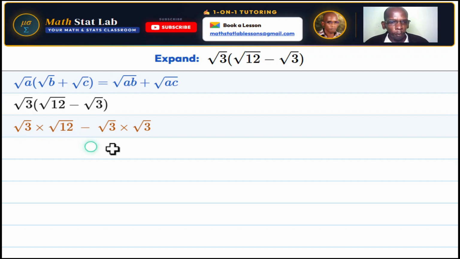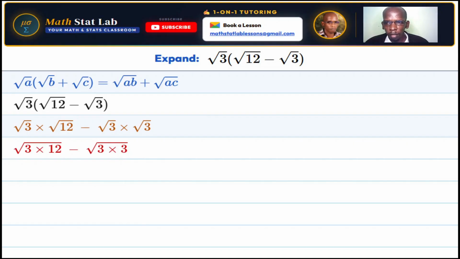So, from the multiplication rule, we said, if we have the root of a multiplied by the root of b, it's just the same as taking a multiplied by b, in this case 3 multiplied by 12, and then of course we put the root, so it becomes the root of 3 by 12, then minus, again 3 multiplied by 3, then we put the root again. You see, 3 by 12 is 36, and then 3 by 3 is 9.